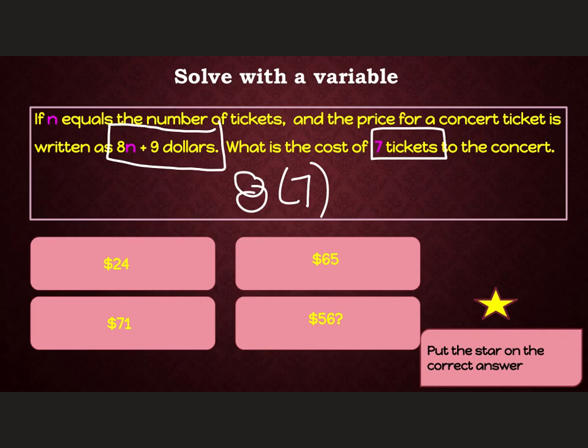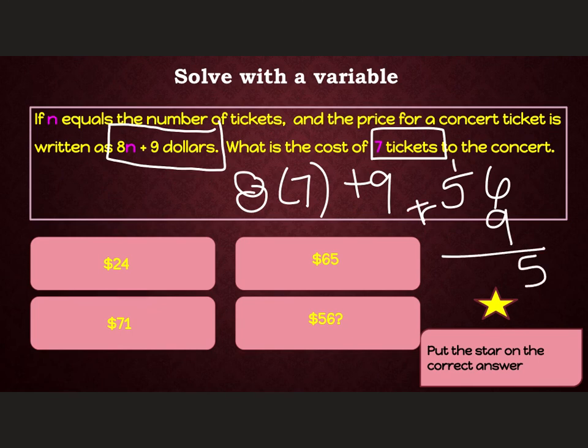8 multiplied by 7 plus 9. And 8 times 7 is 56, and 56 plus 9, 9 plus 6 is 15, and 5 plus 1 is 6. So it's going to cost them $65 to go to the concert, which is this one. Not too bad. Next slide.